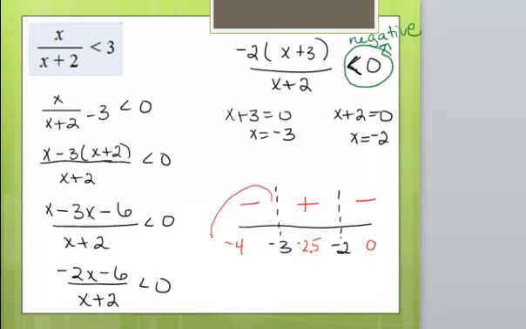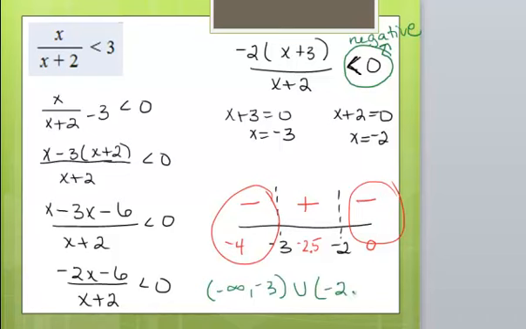Well, where are they negative? That would be here and here. So the solution set to this one will be negative infinity to negative 3 and negative 2 to infinity.